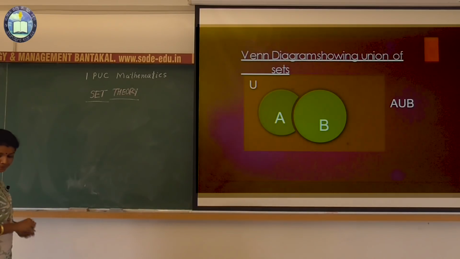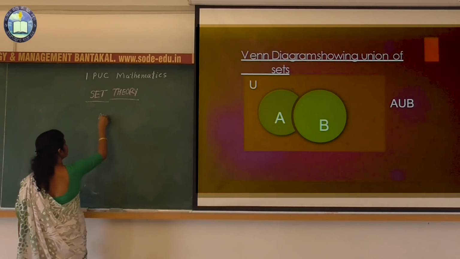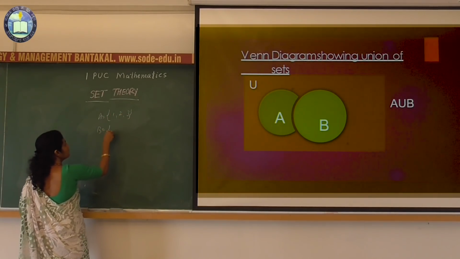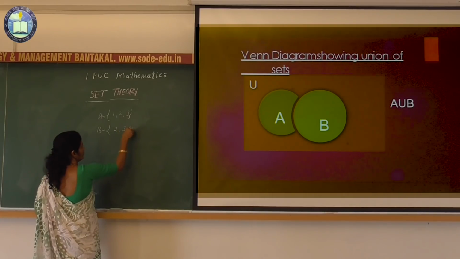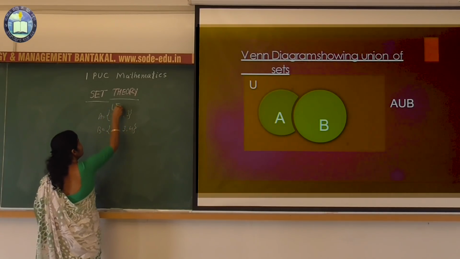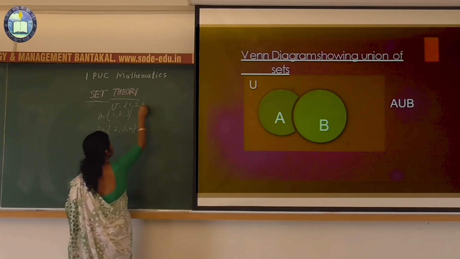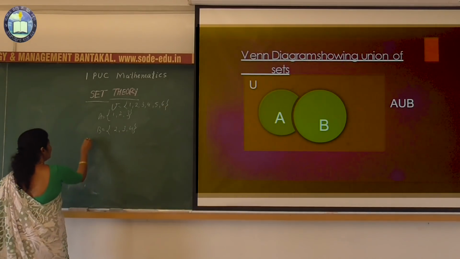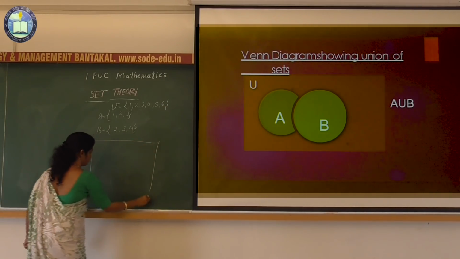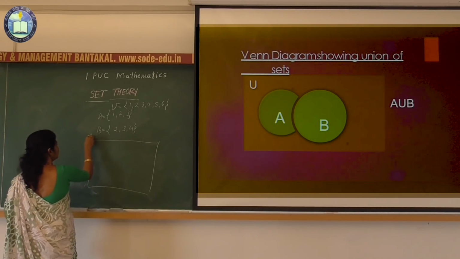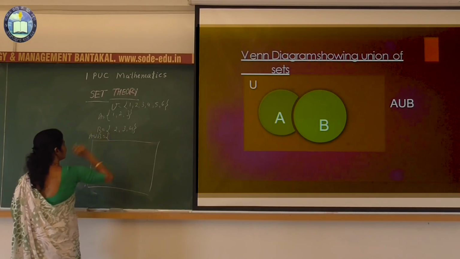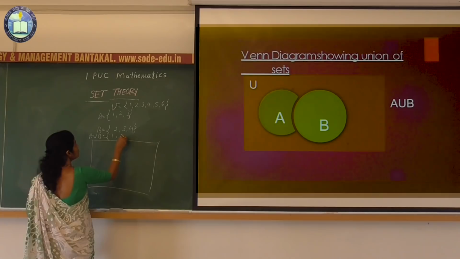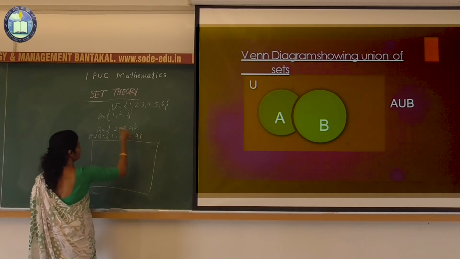I'll give an example. Take A as {1, 2, 3}. Take B as {2, 3, 4}. Take the universal set {1, 2, 3, 4, 5, 6}. Okay. Now, if we consider union A union B, according to the calculation, you have to combine A and B together. So that is {1, 2, 3, 4}, right?